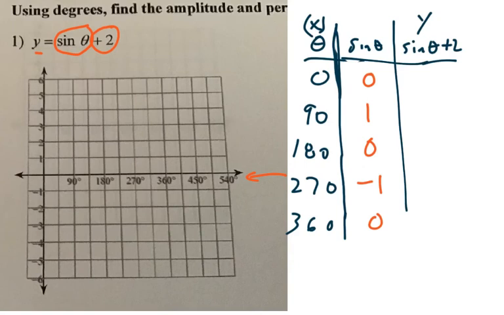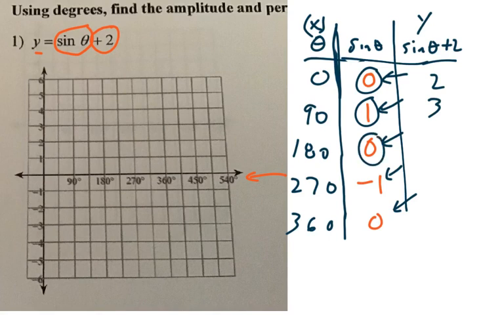Because all we have to do now is we're just going to add 2 to each of these, right? So the sine of theta plus 2, 0 plus 2 is 2. 1 plus 2 is 3. 0 plus 2 is 2. Negative 1 plus 2 is 1. 0 plus 2 is 2. Let's see what we got.